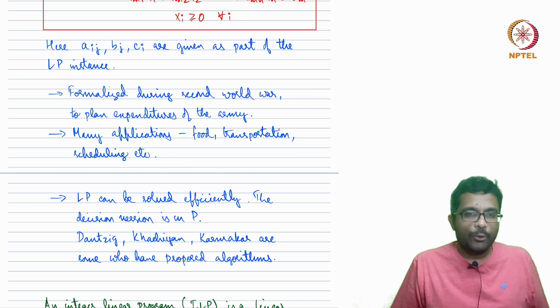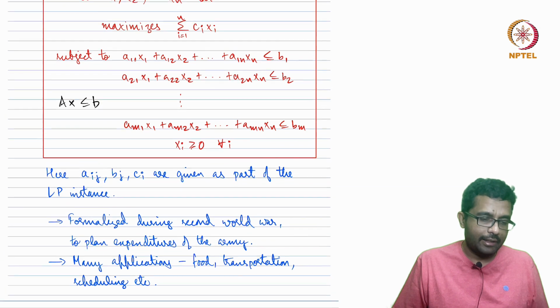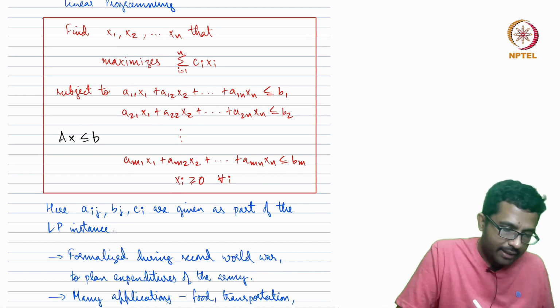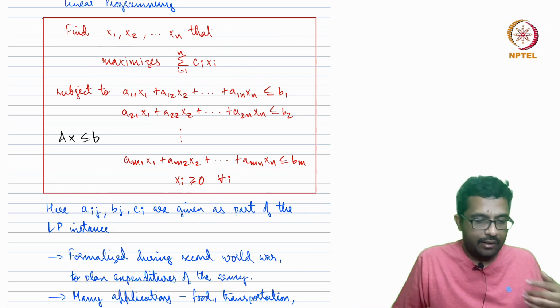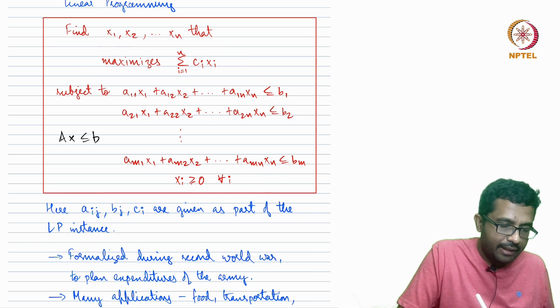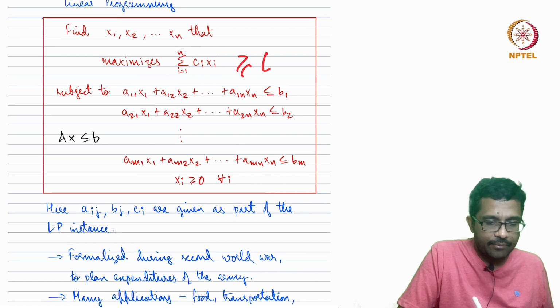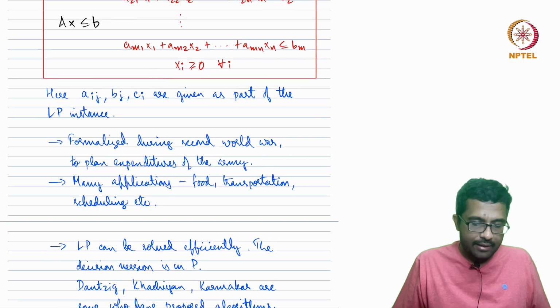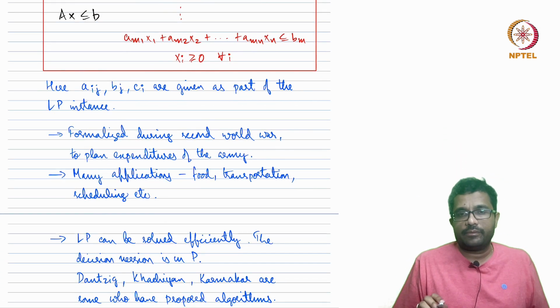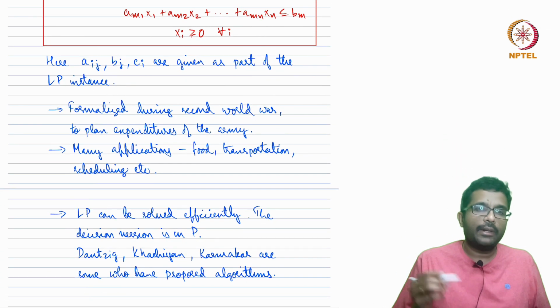And the linear programming setup can be solved efficiently, right? The decision version of linear programming: here it is about maximizing something. So instead I could ask, is there some number t such that the sum of ci xi is at least t, right? That will be the decision version of the question. So the decision version is in polynomial time, right? There are multiple algorithms for this.